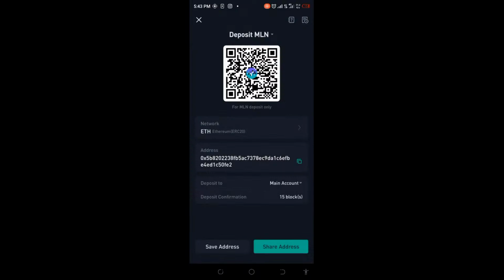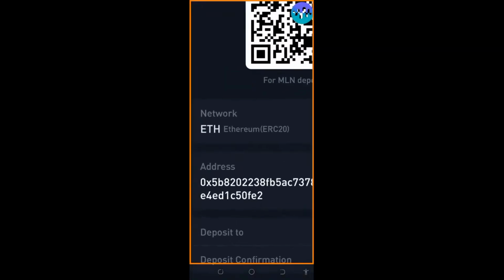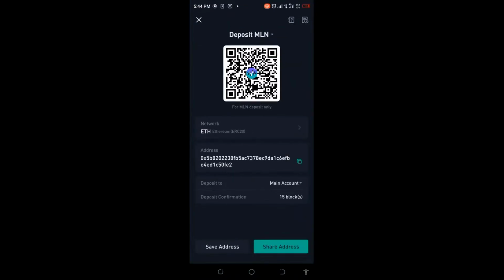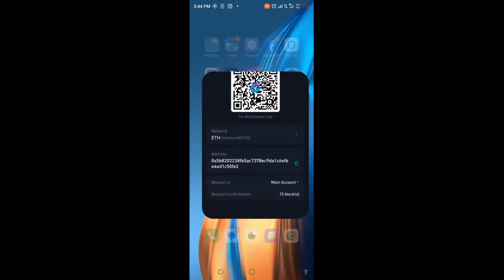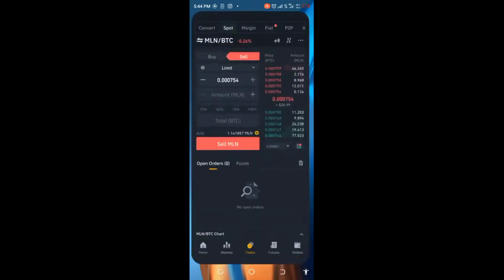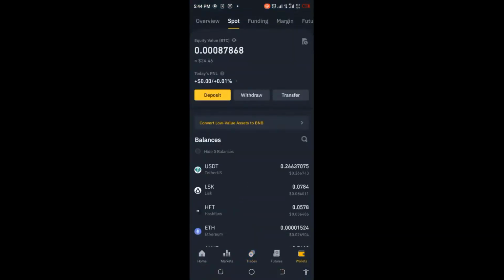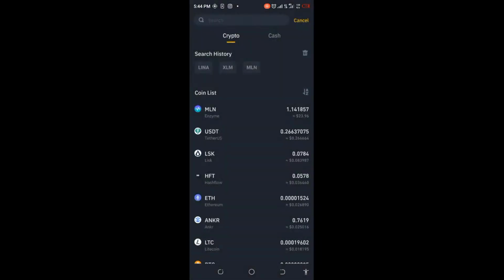Okay, so now, as you can see here, I just have to pick this. That's the copied address, it's ERC20. Make sure it's the same. It must be the same. Don't forget, it must be the same. Okay, so let's run along to withdraw this. We're going to withdraw. So what are we withdrawing? We're withdrawing the MLN. You can see we have 1 point, it's equivalent of 23.96.